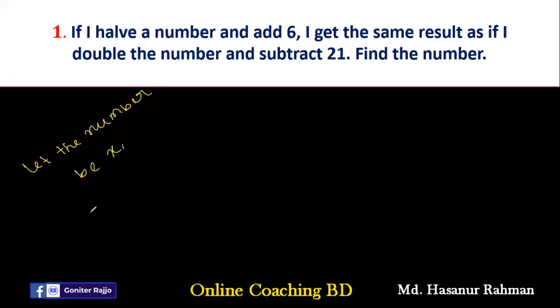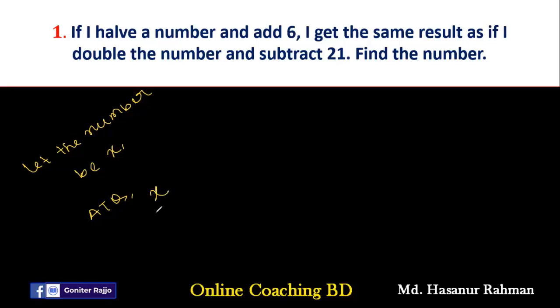According to the question we can write: if I have x by 2 and add 6, then plus 6, I get the same result, that means equal, as if I double the number. That means if we multiply x by 2, it will be 2x, and subtract 21. We have to form this equation properly.